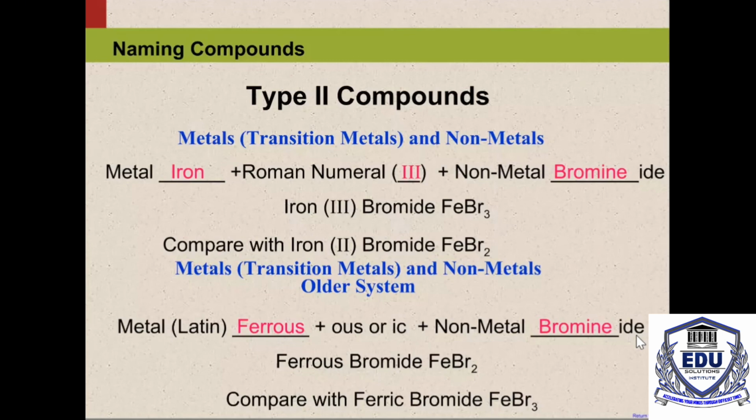So in this case, iron 3 bromide is giving 3 to the bromine, so therefore it's FeBr3. But iron 2 bromide is FeBr2 because it's giving 2 to the bromine. Notice in the name, we specify which one it is. So we put it in brackets after the iron that it is 3 or it is 2.